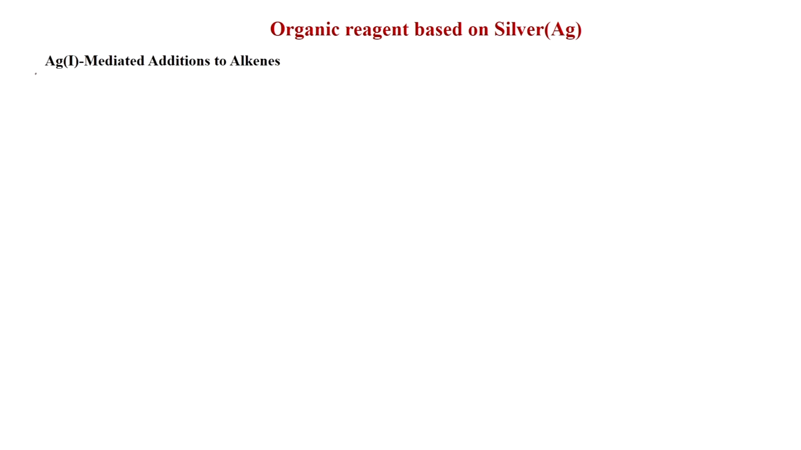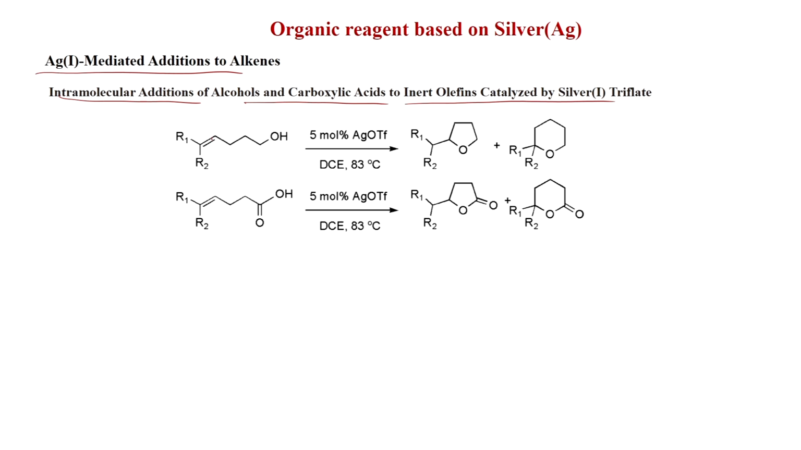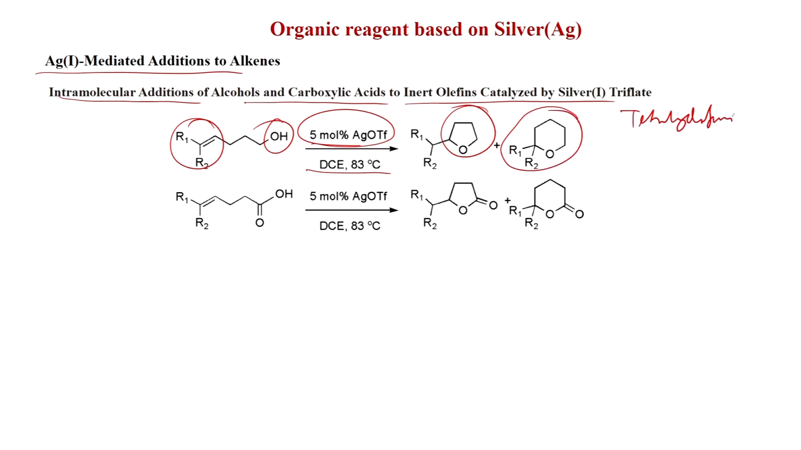Now, we will discuss silver mediated addition to alkenes. So alkenes can also be used in this reaction, intramolecular addition of alcohols and carboxylic acids to inert olefins catalyzed by silver(I) triflate. Like here there is a double bond and an alcohol, with 5 mole percent silver triflate, DCE, 83 degrees centigrade, you get this tetrahydrofuran and tetrahydropyran.